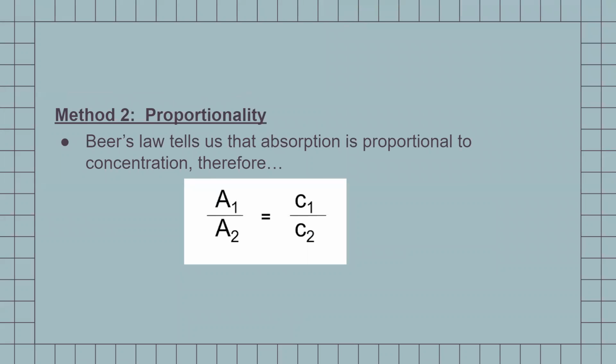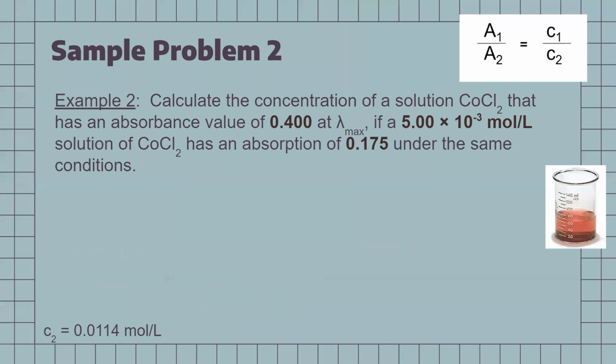Okay, method 2. If you don't have access to one of those graphs, you can use proportionality if you have enough information to do so. Absorbance 1 over absorbance 2 is equivalent to concentration 1 divided by concentration 2. So if I were to give you 3 out of 4 of those values, you could set up a simple proportion to solve for the fourth one.